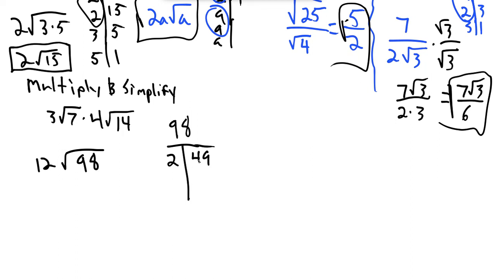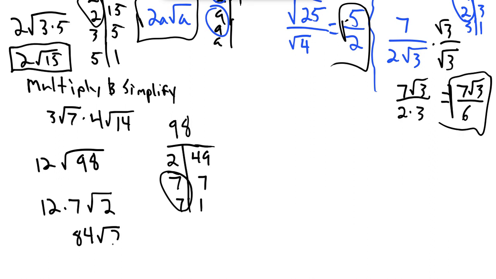49, not divisible by 3, not divisible by 5. Is it divisible by 7? Let's check. It is divisible by 7, so we're going to pull out a 7. What are we left with? 7. And 7 is divisible by 7. So we can pull out a 7 and leave a 2 behind. This becomes 12 times 7 square root of 2. 12 times 7 gives us 84. So our answer is 84 square root of 2.